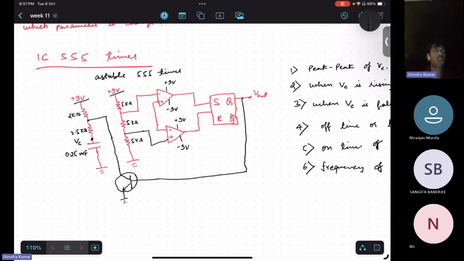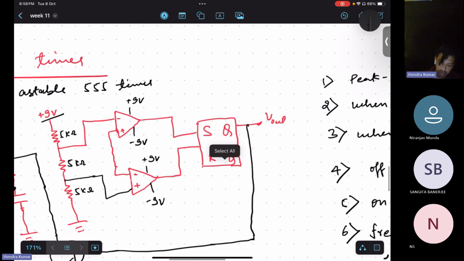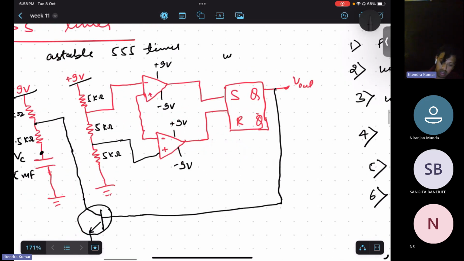Actually, the output is connected to the S R flip-flop, so it will be either high or low. Once S is high, it means, see, when S is equal to 1, V out is high.